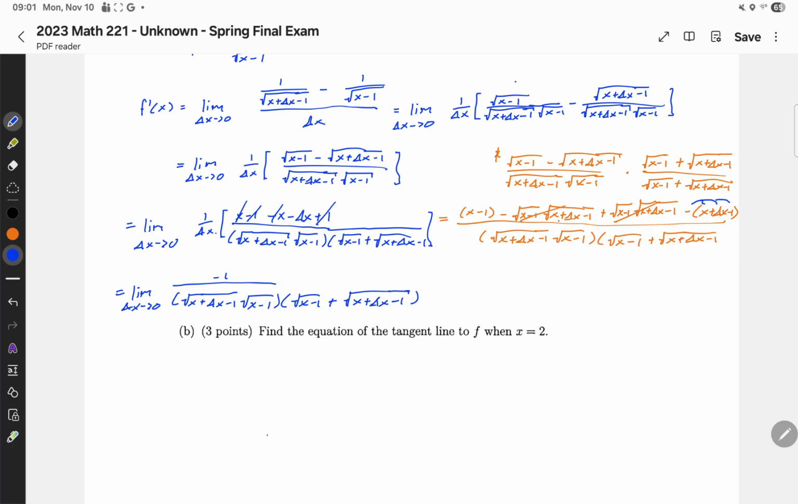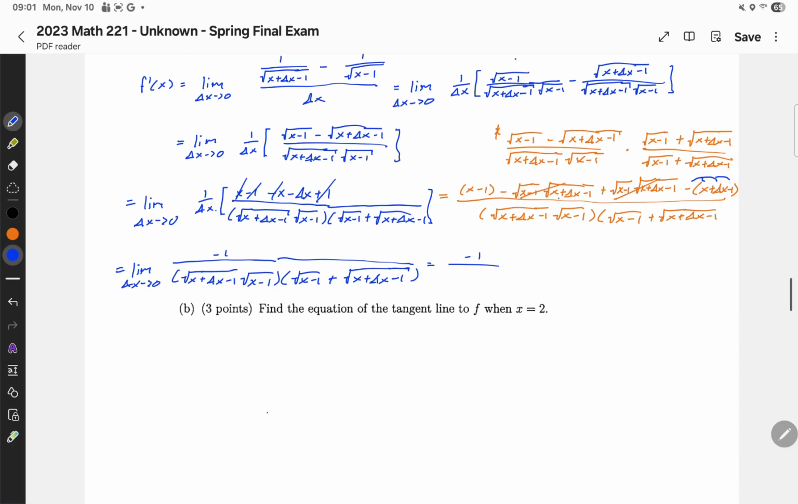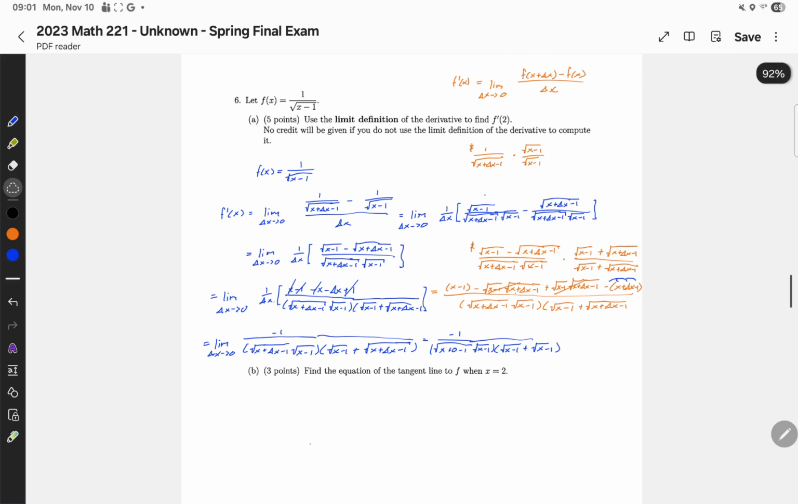All right, perfect. And lastly, we can now plug in this delta x as 0. So this is going to be minus 1 over the square root of x plus 0 minus 1 times the square root of x minus 1. Put that in parentheses. This is times the square root of x minus 1 plus the square root of x minus 1. And I'm starting to run out of space here, so I'm going to have to move all of this up.